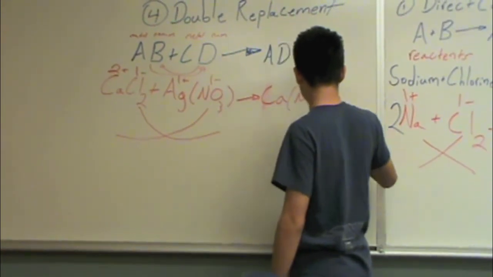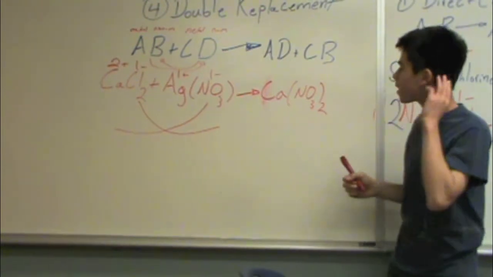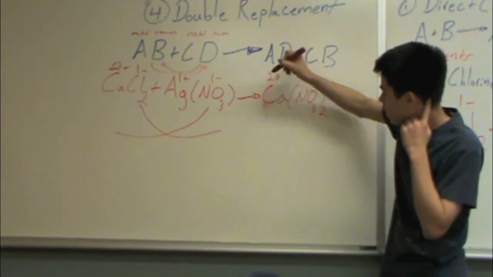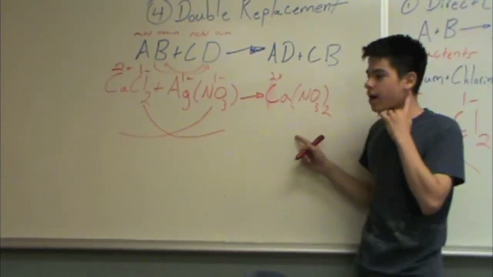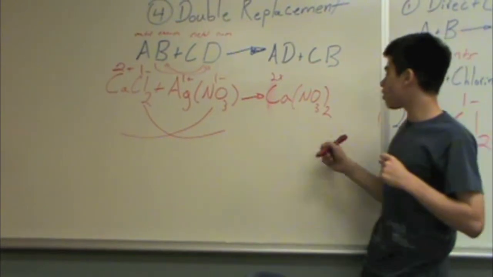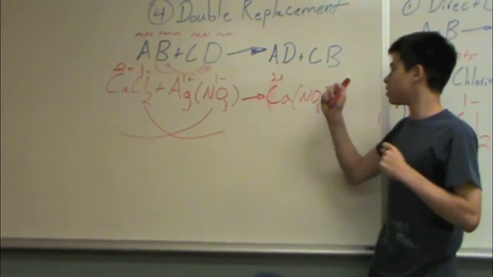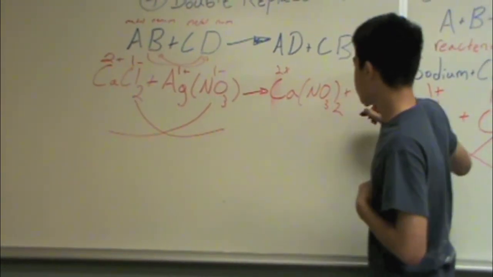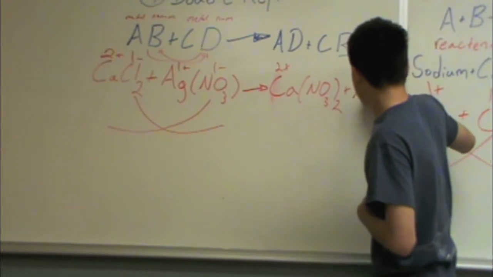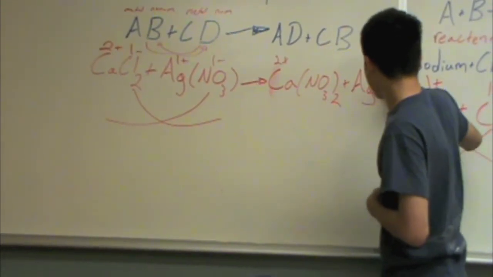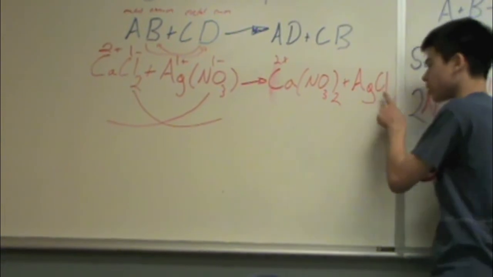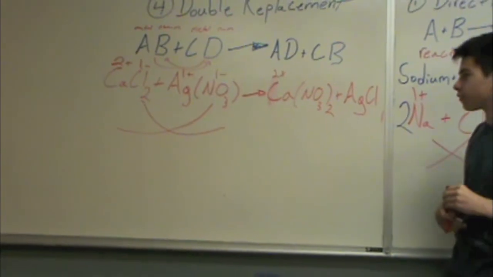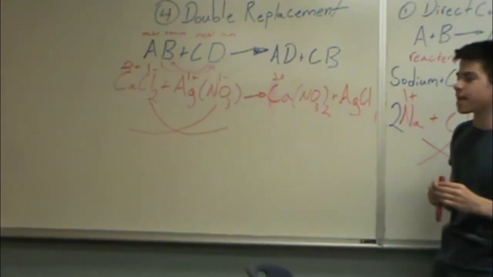NO3, 2. The reason it's NO3, 2 is because we're going to want our new compound to have a charge of 0, but calcium has a charge of 2 plus, but nitrate only has a charge of 1 minus. So in order to get it to equal 0, we're going to need 2 1 minuses to get to 2 minus, so it cancels out with the 2 plus. And the other thing we're going to get is silver chloride, and the 2 has dropped because we only need 1 chloride to cancel out the positive charge of the silver. But we're not done yet because it still has not been balanced.